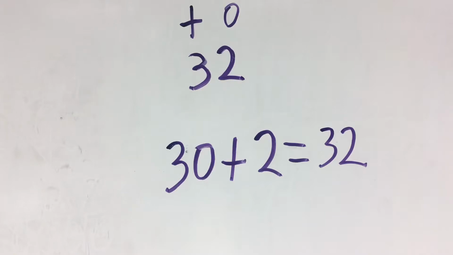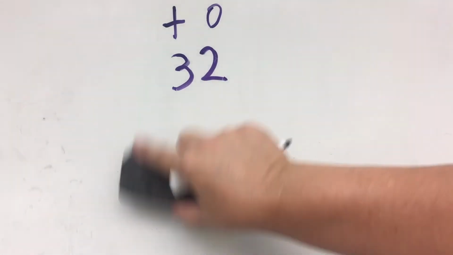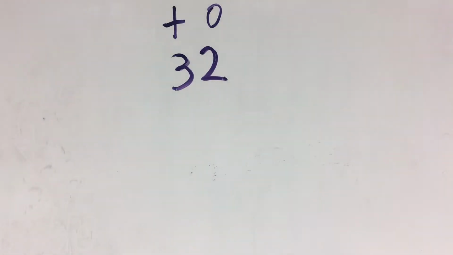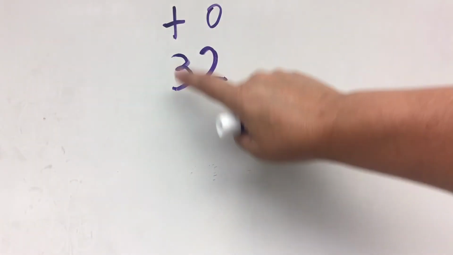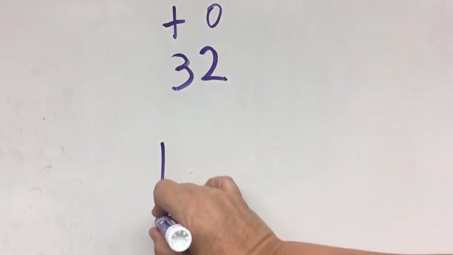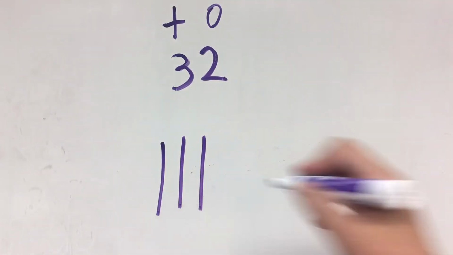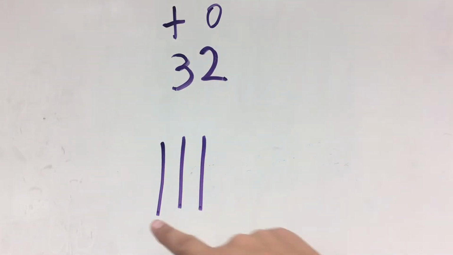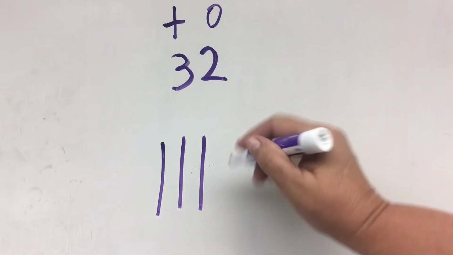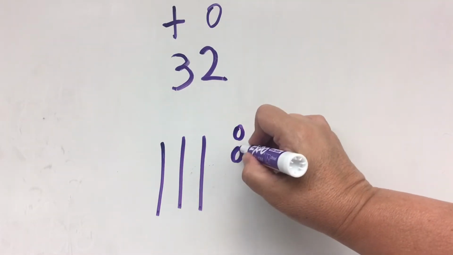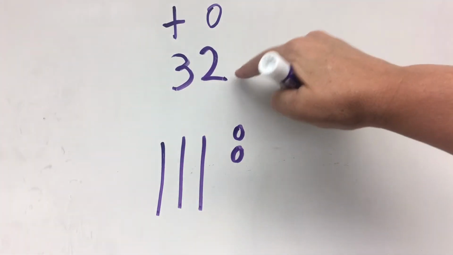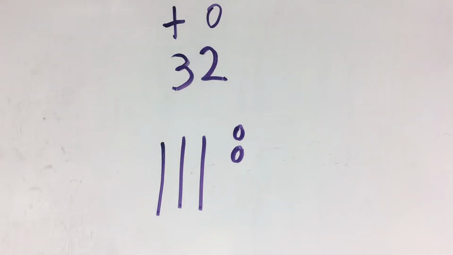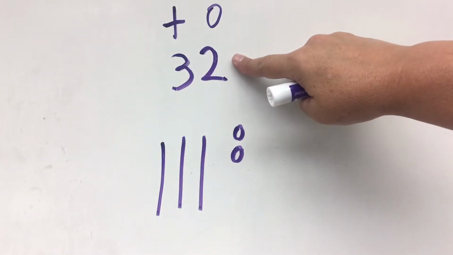Another way to show the same number in a different way would be with a picture. So if I have 3 tens, I draw 3 lines, where each line represents a 10, and 2 little circles to represent the 2 ones that we have. That would be a different way to represent the number 32.